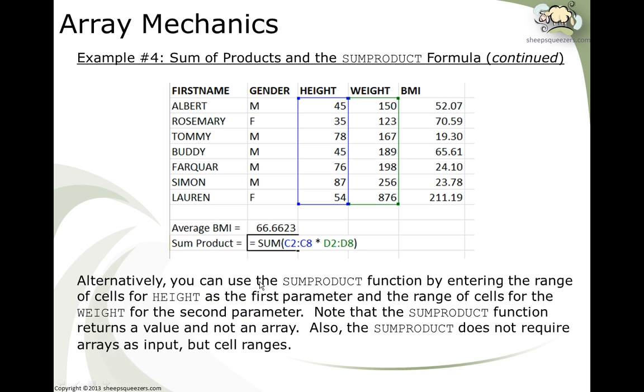Alternatively, you can use the sum product function by entering the range of cells for height as the first parameter and the range of cells for the weight for the second parameter. Note that the sum product function returns a value and not an array. Also, sum product does not require arrays as input but cell ranges. Now, the Excel manual says the input parameters are arrays, but that's synonymous with kind of cell ranges. So you'll see an array, but effectively just highlight a range of cells and you've got the same thing.